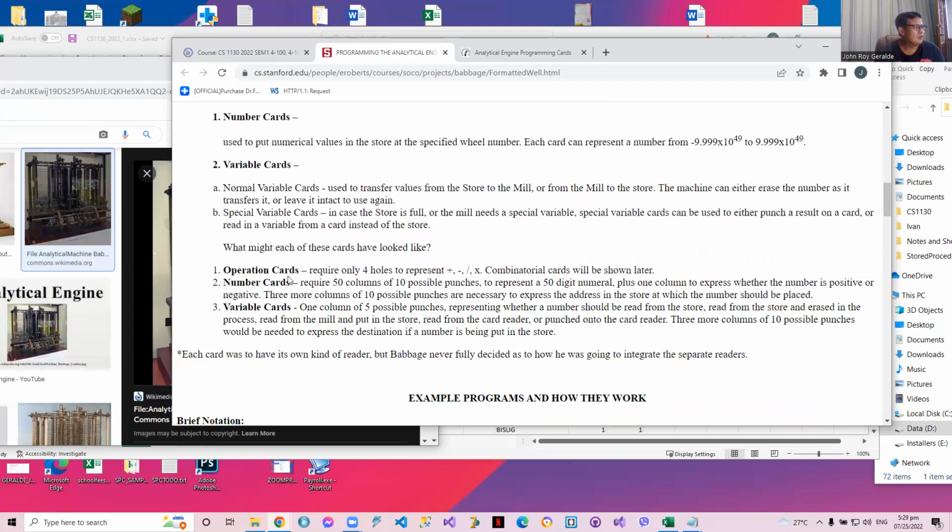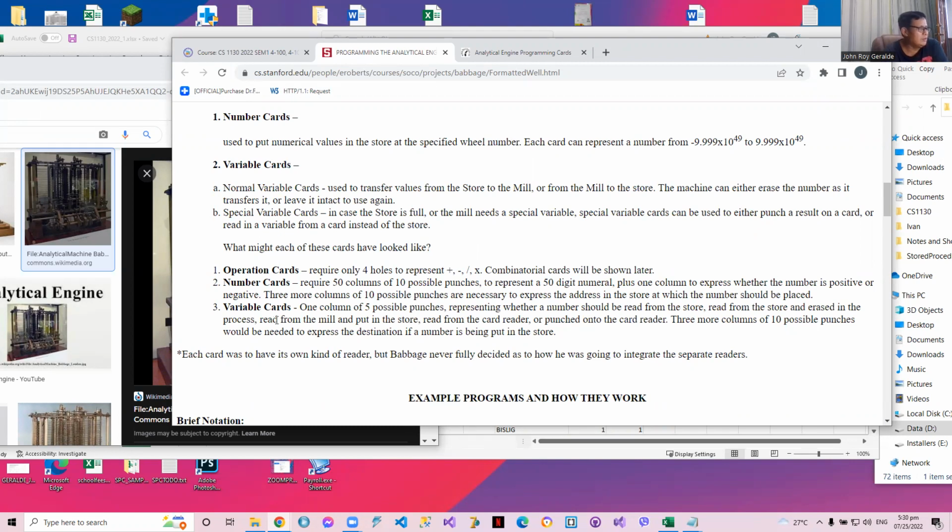Okay. So operation cards require only 4 holes to represent plus, minus, times, divide. Number cards require 50 columns of 10 possible punches, because each column can have 10 possible punches from 0 to 9. Operation cards can only contain 4 holes, so naka-indicate if it's in the first hole, it's a plus. If it's in the second hole, it's a minus. Third hole, divide, and so on and so forth.